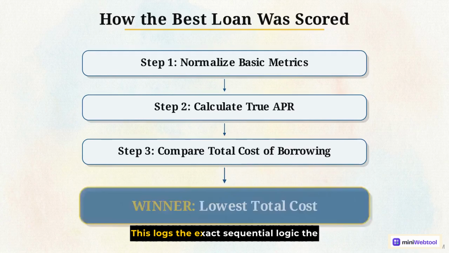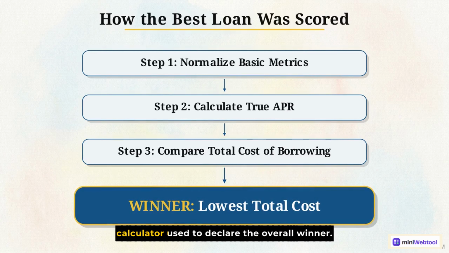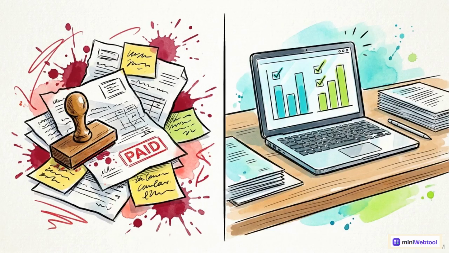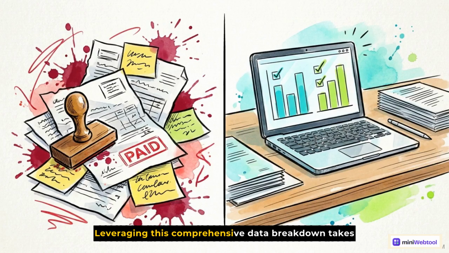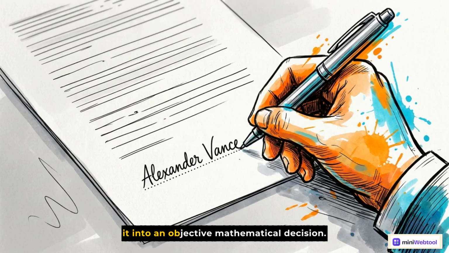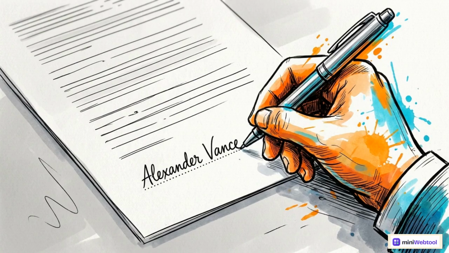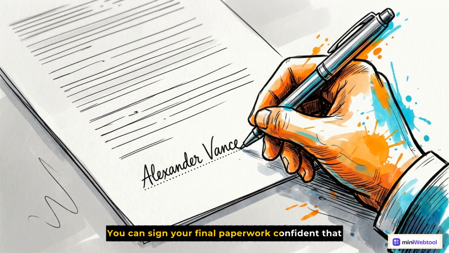This logs the exact sequential logic the calculator used to declare the overall winner. Leveraging this comprehensive data breakdown takes a confusing, high-pressure sales pitch and turns it into an objective mathematical decision. You can sign your final paperwork confident that you secured the genuinely cheapest loan.